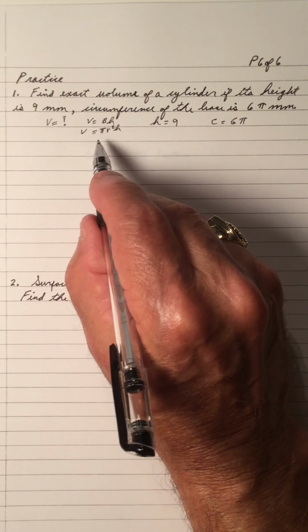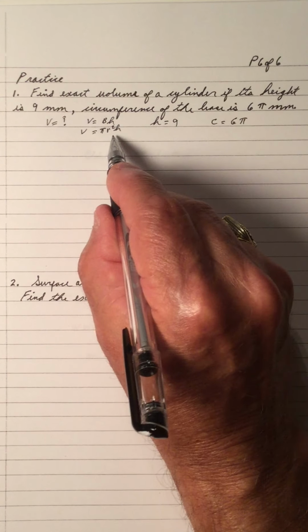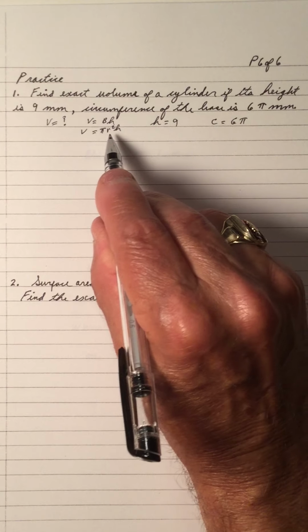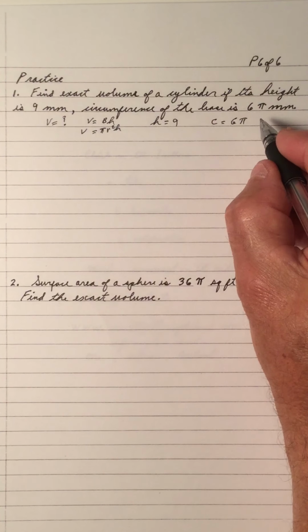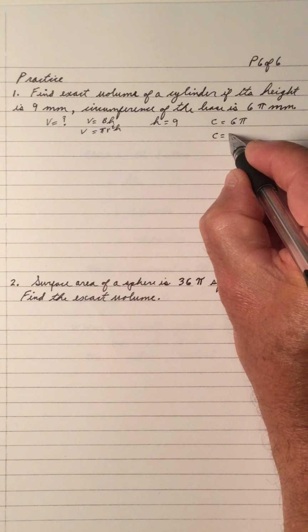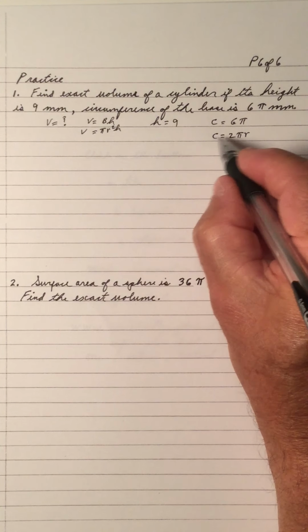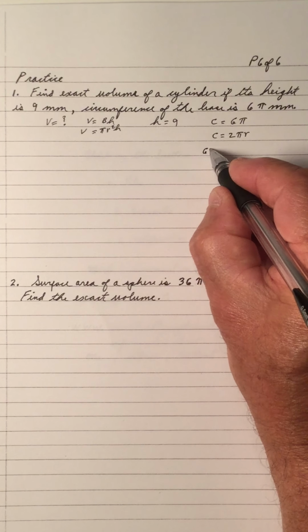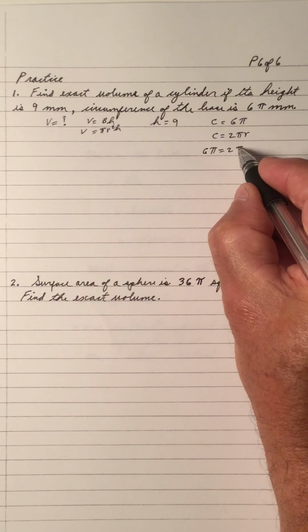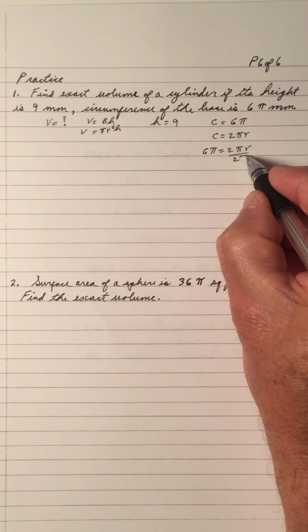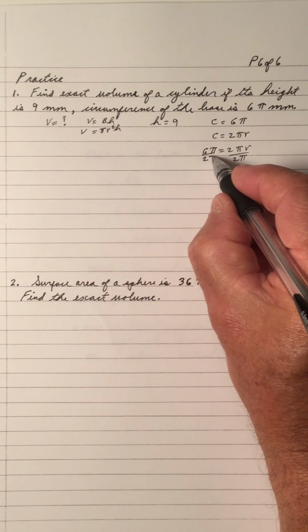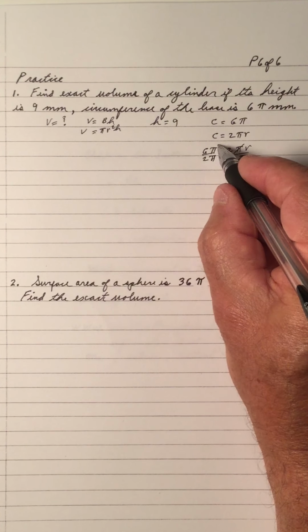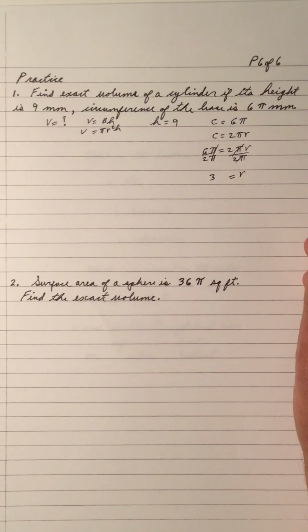So let's look around. I need the volume, so I need the radius and the height. I already have the height, but I need my radius. So how do I get my radius? Oh yes, the circumference is 2 pi r. The circumference formula has the radius in it. So if I sub in C, my circumference, on the left side, then I divide both sides by 2 pi. They cancel, and r is equal to, the pi's cancel, 3. So now I have my radius.